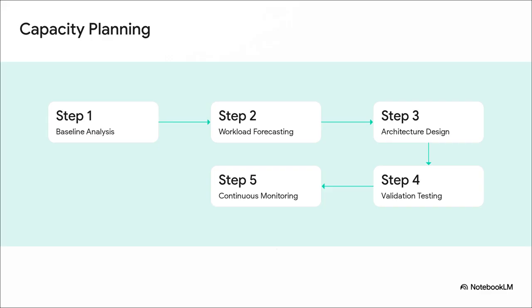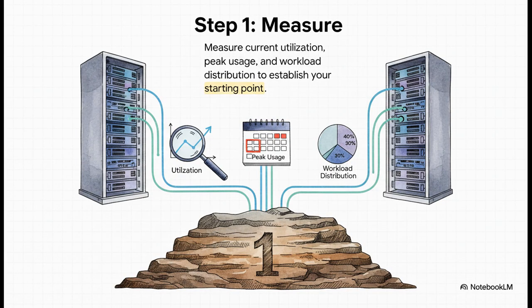You start by figuring out where you are today, you forecast where you need to be tomorrow, you design the solution, you test the heck out of it, and then you monitor it constantly. It's a logical flow that's designed to take all the risk and uncertainty out of the picture. Step 1 is all about the data. You simply can't plan for the future if you don't have a crystal clear picture of the present. This means you measure everything.